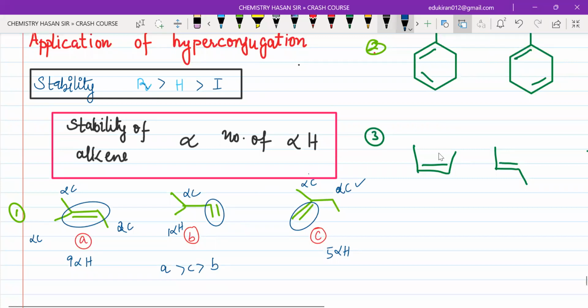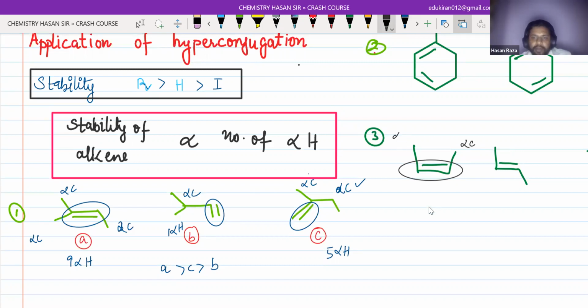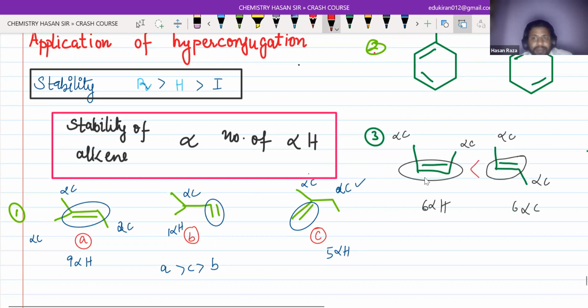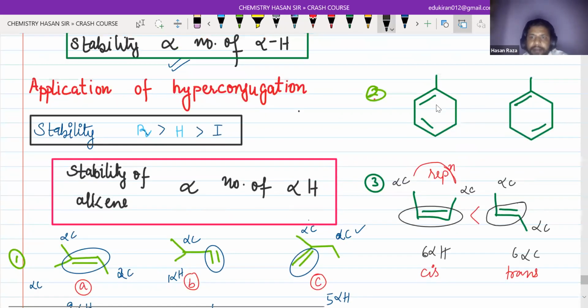Now see, if you are going to check, this is your alkene, this is your alpha carbon. So it will have 6 alpha hydrogen. This is your system. So this is your alpha carbon, and this is also your alpha carbon, and this is your 6 alpha hydrogen. But in this case, B will be more stable than this because you know that this is your cis and this is your trans. So there will be a repulsion between this group since both are bulky and on the same side. So that's why this trans will be more stable than the cis. Is that clear?